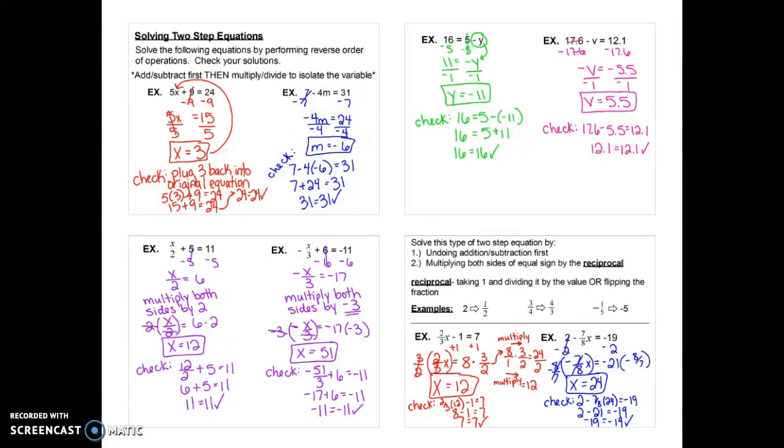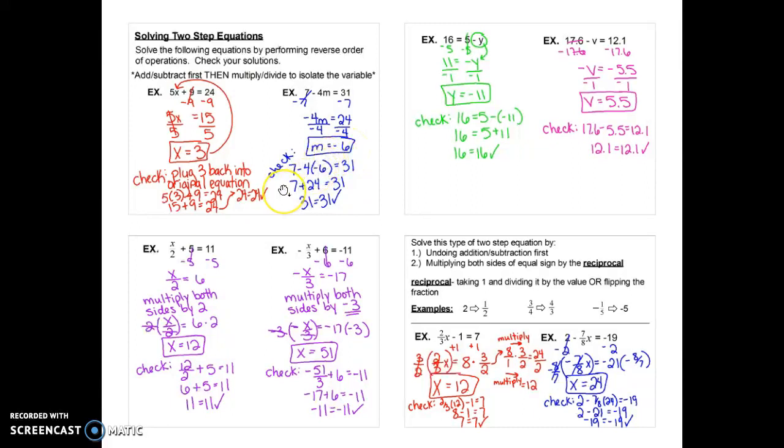Now, the current operation that is happening in this is negative 4 times m. In order to move this negative 4 to the other side, I need to divide by negative 4. I'm doing the opposite operation that is currently happening. So when I divide both sides by -4, I end up with 1m equals -6. 24 divided by -4 is -6.